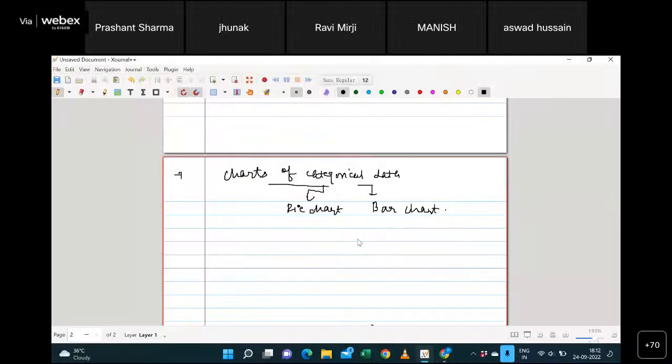Yeah. So we are here, charts of the categorical data. One is the pie chart and one is the bar chart. So any one of you can tell me what is the pie chart and when I can use the pie chart for categorical data?